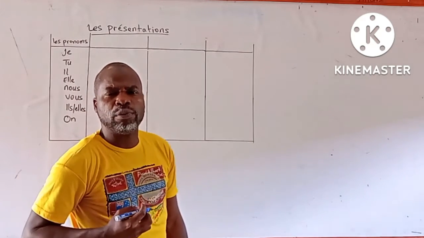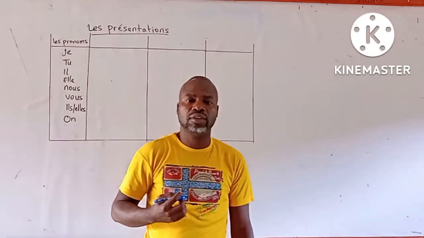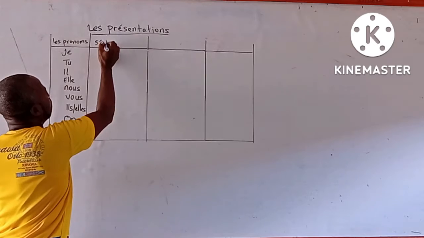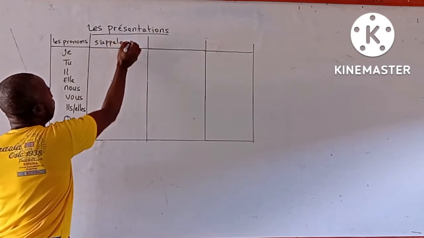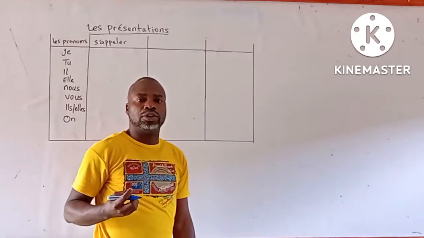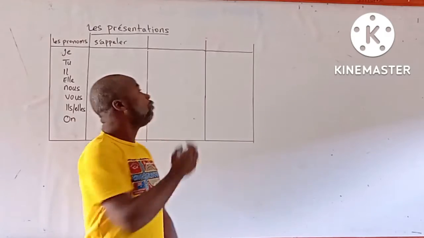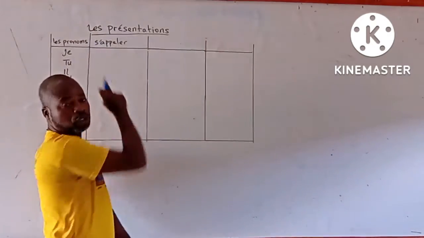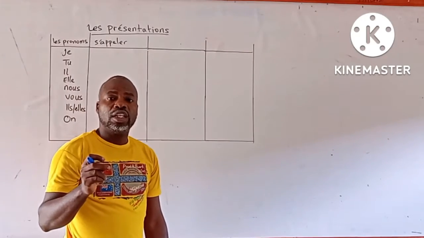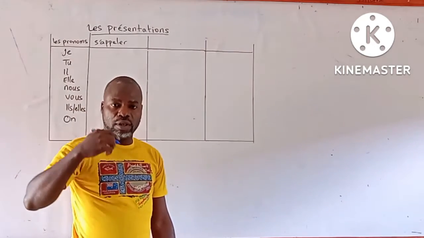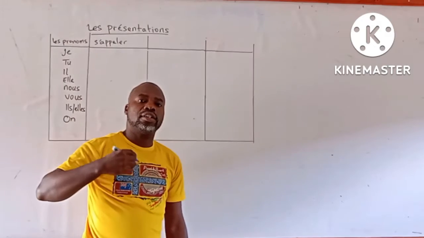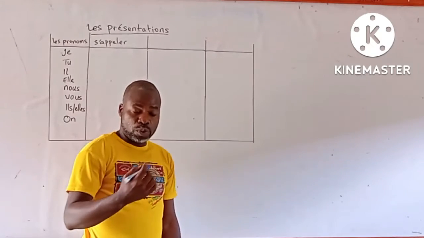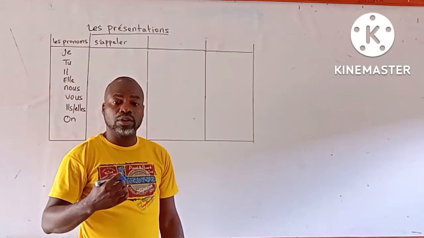Now, what are those verbs we can use to introduce ourselves? We have s'appeler. S'appeler means to be called. It's a reflexive verb. Remember, we have s apostrophe, se. It makes use of the reflexive pronoun. So we see it when we start conjugation.